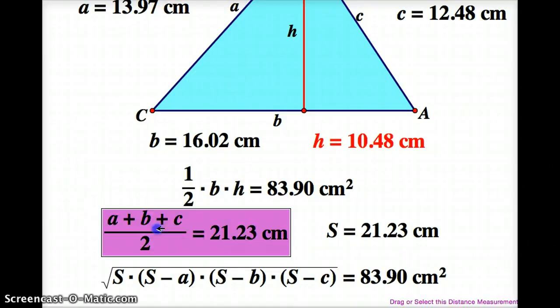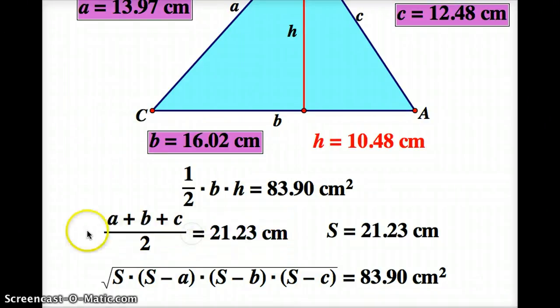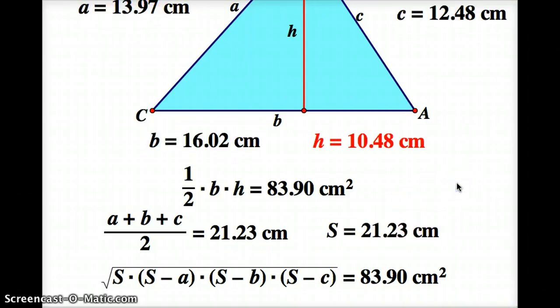This expression right here is half the sum of the sides of the triangle. So again, I have all of the sides of the triangle. I have A, I have B, I have C, and I'm going to add them all up and divide by 2. That's what this expression is at the bottom. Now I am going to call that expression S, my special number S. And I'm going to use S in this formula, also known as Heron's formula.